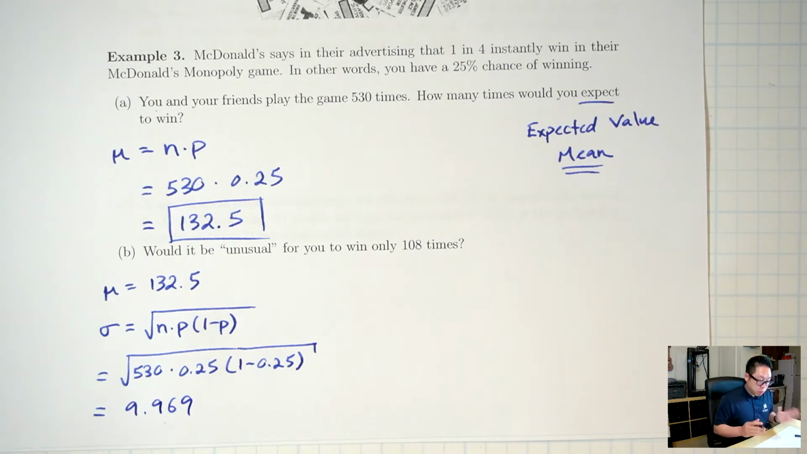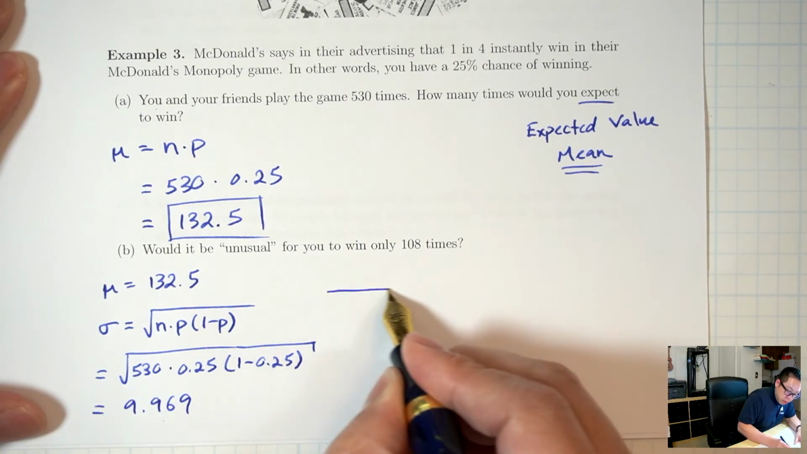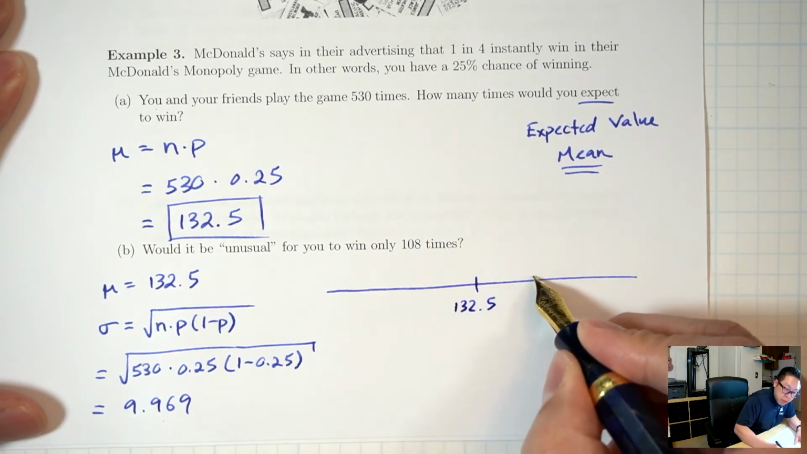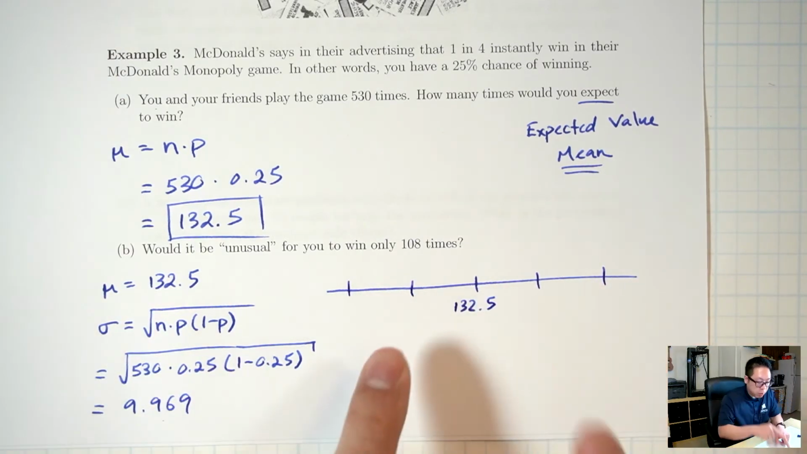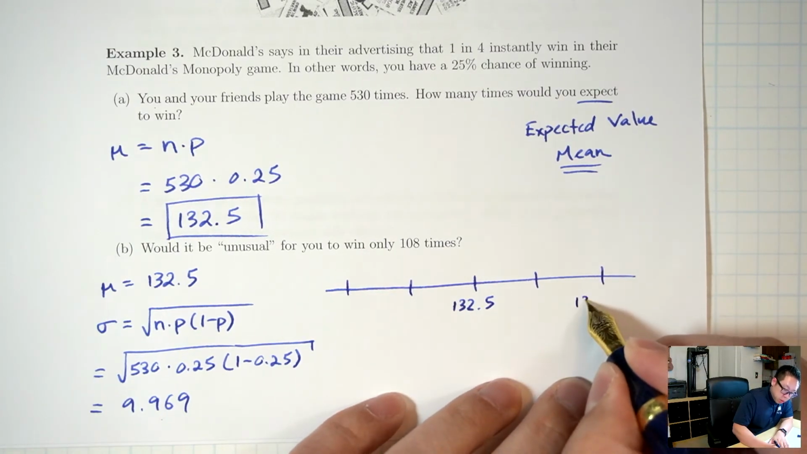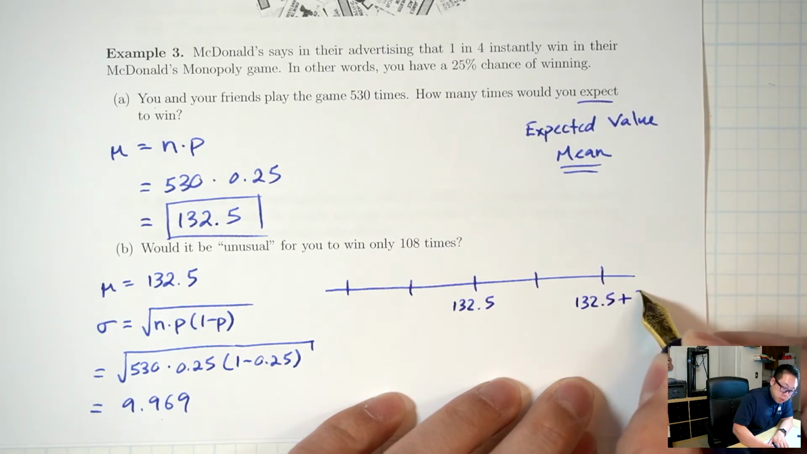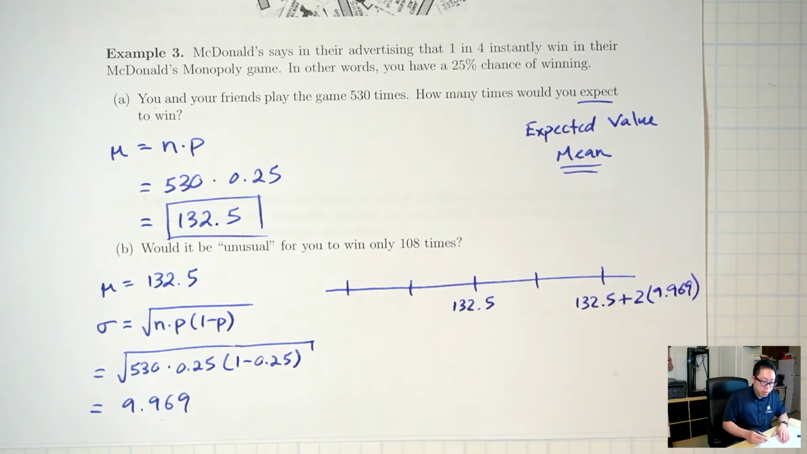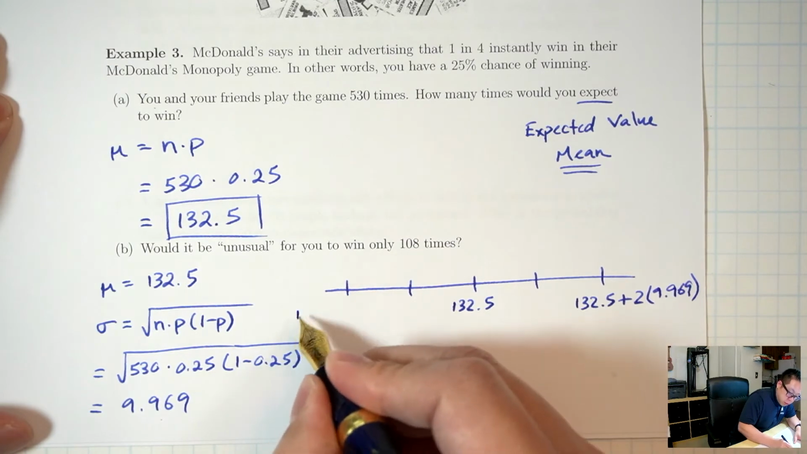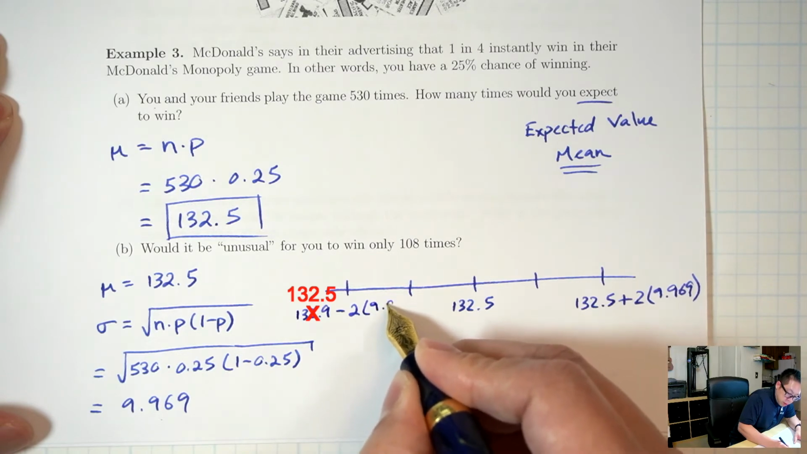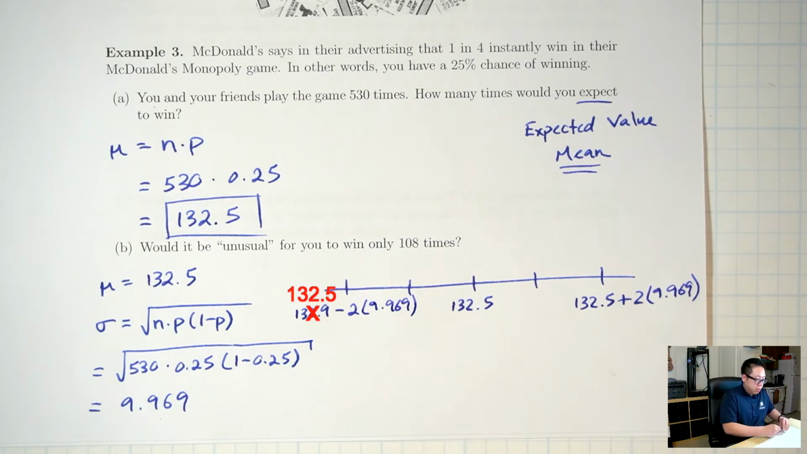And then to find out the zones, the lower and upper bounds for what's considered usual and unusual, you want to make the empirical rule picture. Put the mean in the middle. And then I want to go 2 up and 2 down. So I don't really care about the 1 up, 1 down, or the 3 up, 3 down numbers. I want the 2 up and 2 down. So to jump directly to 2 up, you just do 132.5, the mean, plus 2 times the standard deviation, so 2 times 9.969. And then to go to 2 down, start with the mean, so 132.5 minus 2 times the standard deviation, 9.969.